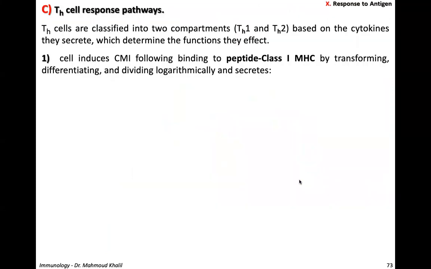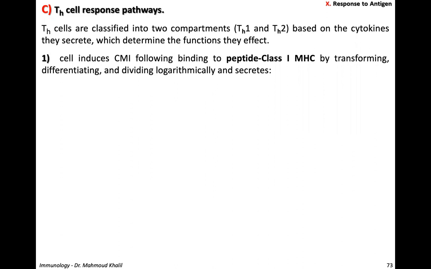So let's talk now about the third topic of this lecture, response to antigen, and we'll talk about the T helper cell response pathway. As we said, the T helper cell is classified into 2 types of cell, T helper 1 and T helper 2. And this is based on the cytokines they secrete, which determine the functions, the effect. So the cell induces cell-mediated immunity, following binding, as we said, with class 1 MHC complex together with peptide by transforming, differentiating, and dividing logarithmically and secretes.